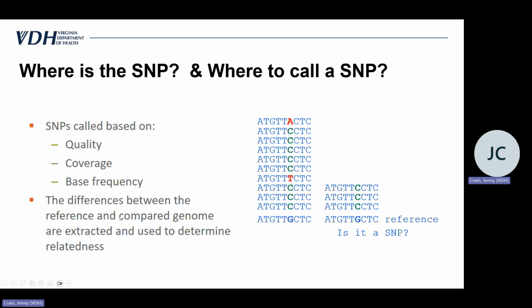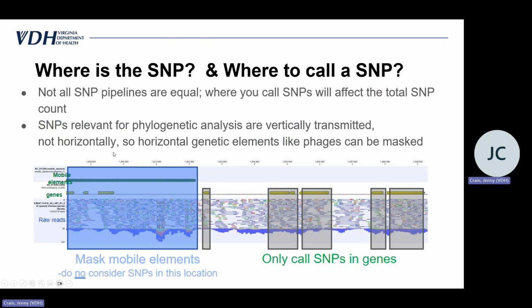So again, the differences between the reference and a compared genome are extracted and then used to determine how related they are. So you're going to compare these sequences to that reference sequence. But not all pipelines are equal. Where you call the SNP will affect that total SNP count. And depending on where you're looking for SNPs, you only want to call a SNP in areas in which you have really good quality, right?